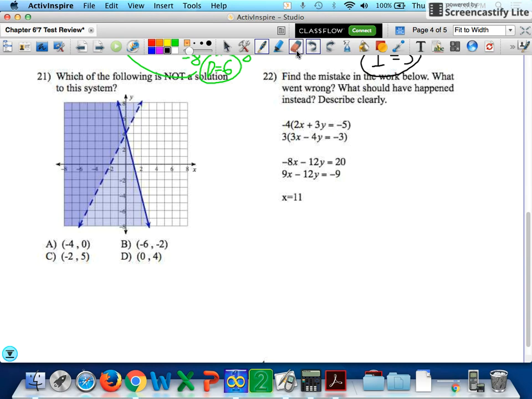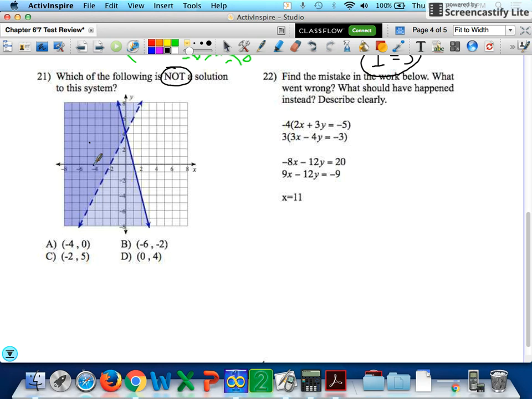Rounding out our final couple of problems. Which of the following is NOT, it's in big letters, not a solution to this system? What we're looking for is anything not in this double shaded area. The double shaded area is all our solutions, okay? So, when I look through this, I'm looking at all 4 of these points and figuring out which one's not in that double shaded region. If you're not sure on this, just graph them all and it'll start to become more clear.